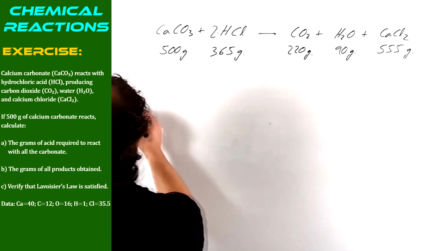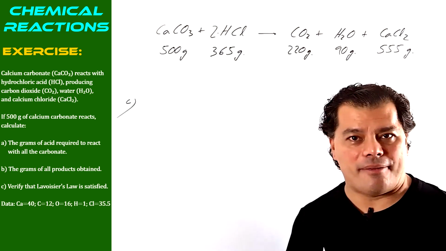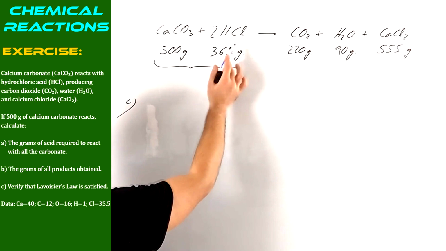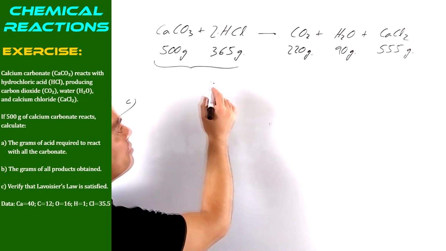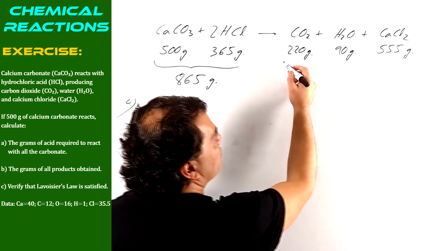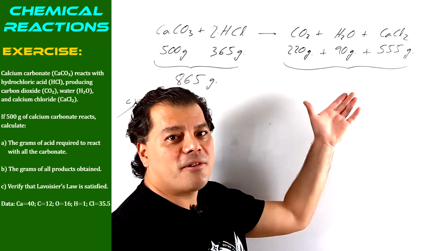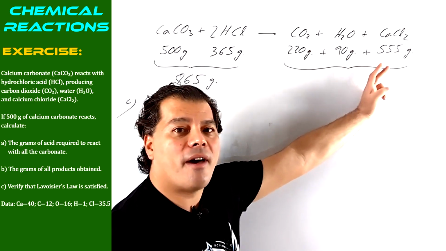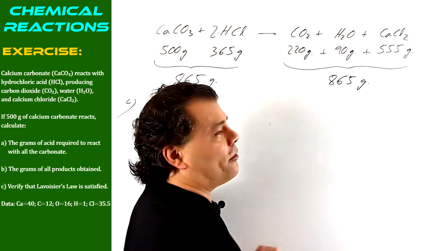It says to verify that Lavoisier's law is satisfied. What does this law say? It says that in a chemical reaction, if you add up the amount of reagents, 500 plus 365, which is 865 grams, it equals the amount of products. Please use your calculator to do 220 plus 90 plus 555, and you will also obtain 865 grams in the products.